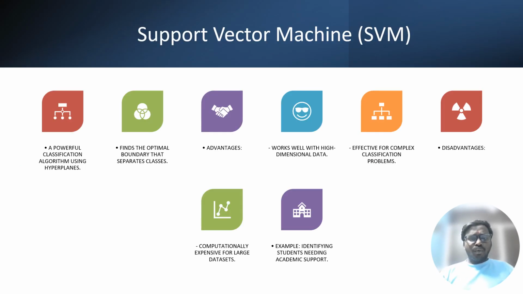And now let's go to support vector machine (SVM). It is a powerful classification algorithm using hyperplanes, and it finds the optimal boundary that separates classes. Its advantages are that it works well with high dimensional data and is efficient for complex classification problems. The disadvantage is that it is computationally expensive for large data sets. Its example is identifying students needing academic support.